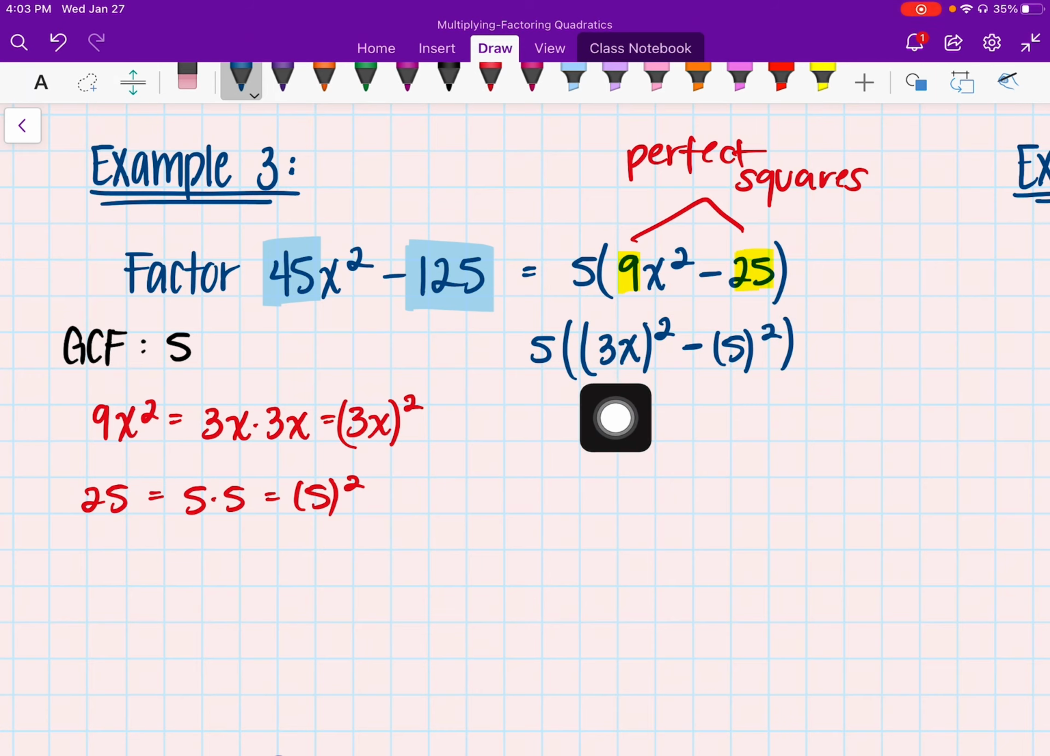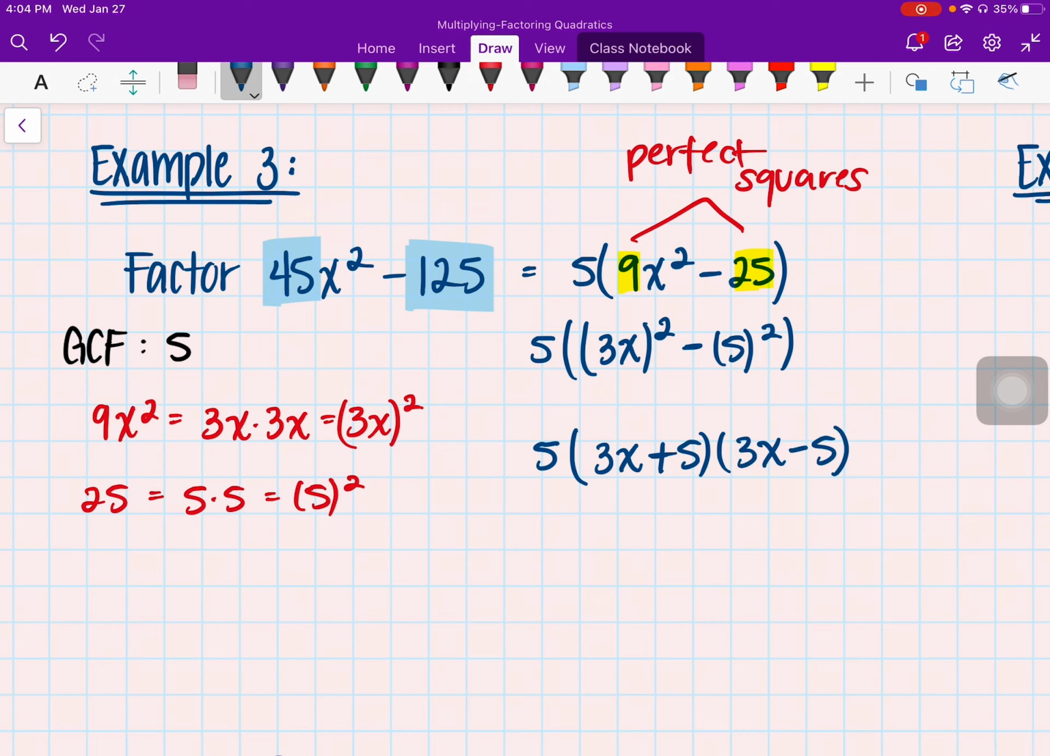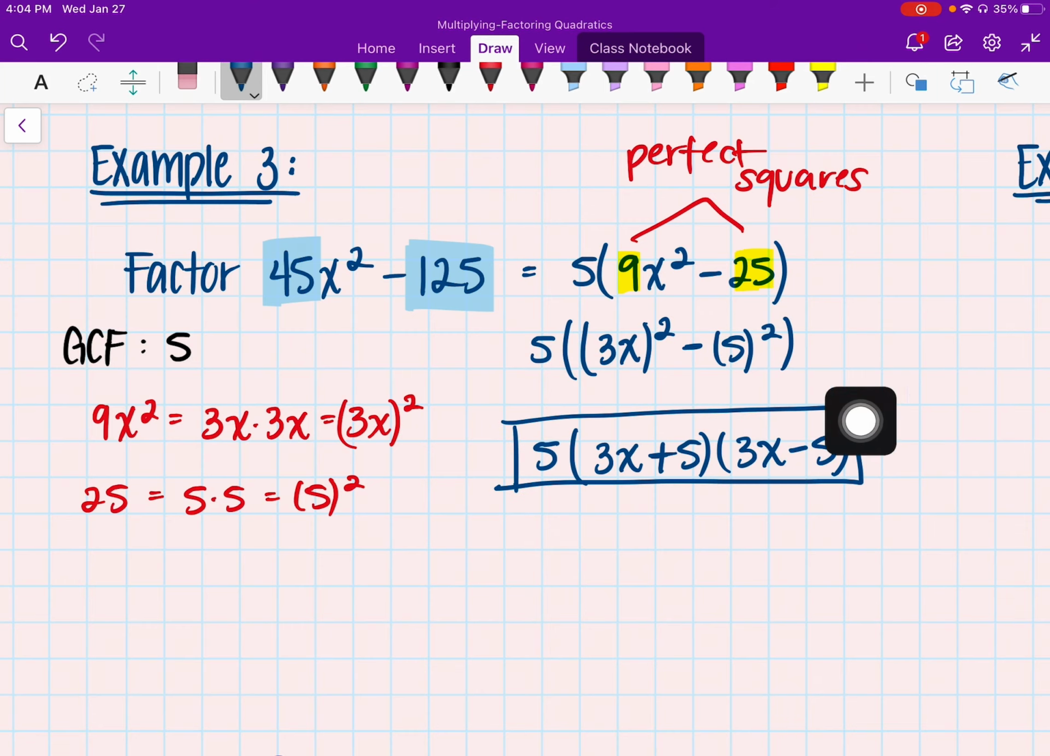Then from here, we already identified what the square roots were. So let's go ahead and write our binomials here. I still have my 5 on the outside. And each of my binomial expressions is going to have a 3x and a 5. So then this here, guys, would be my final answer. And once again, it's not necessarily in this specific order, guys, but if it contains these two binomials and the 5, then we should be good.